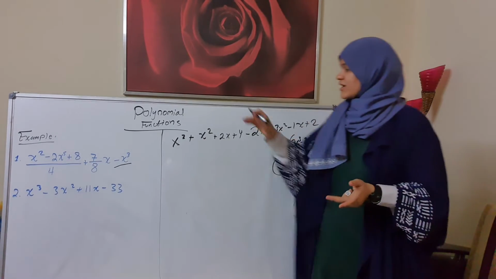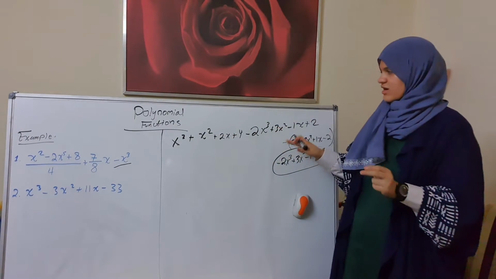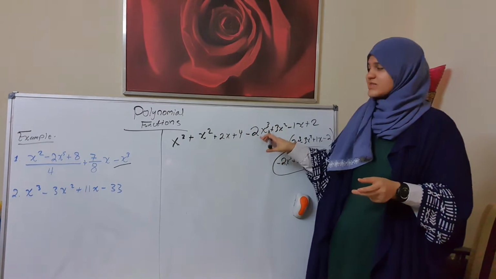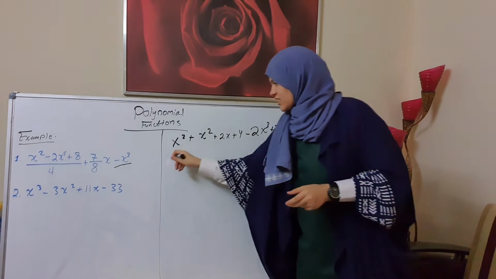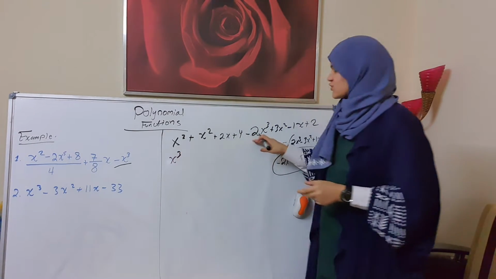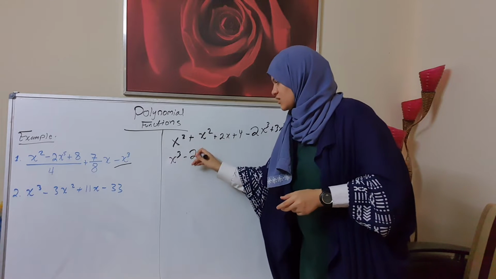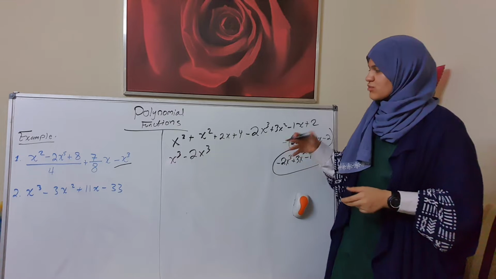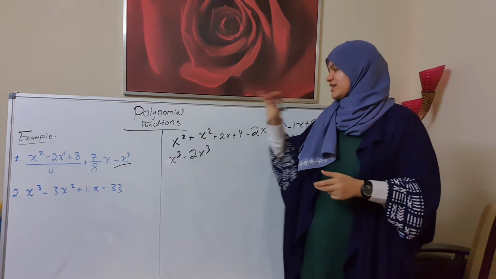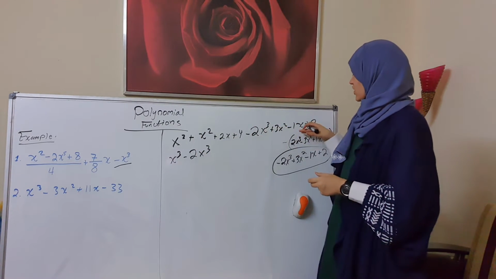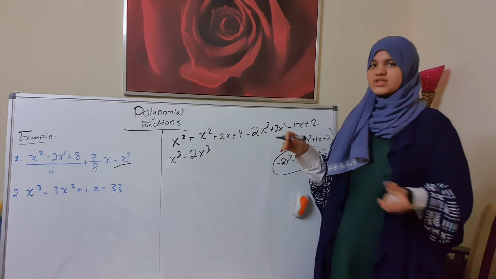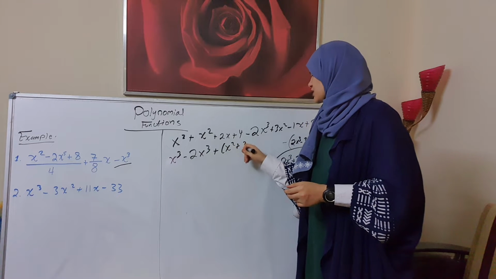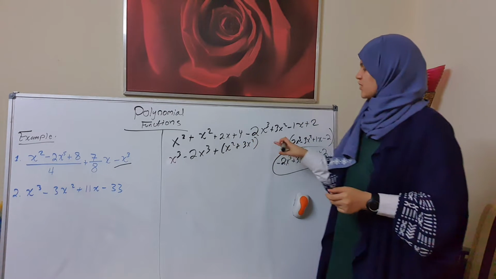Now we'll collect the like terms together. For example, x to the power of 3 and negative 2x to the power of 3, so we put them together: x to the power of 3 and negative 2x to the power of 3. This is one. Now what is the other? We have x squared, right? Can we find x squared here? Yes, we have positive 3x squared. So that means plus x squared plus 3x squared.